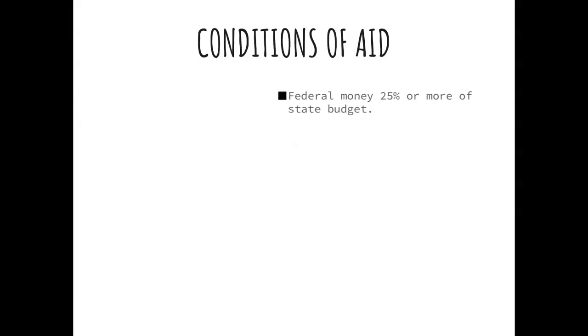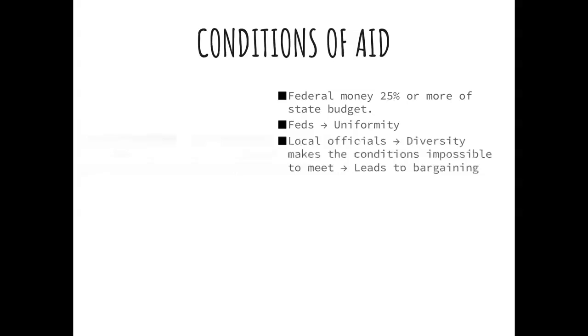Conditions of aid. Federal money, 25% or more of the state budget. The feds equal uniformity. Local officials lead to diversity, which makes the conditions impossible to meet. It leads to bargaining.